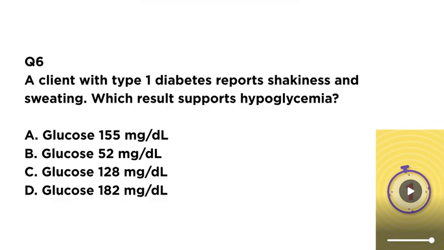Anything below 70 confirms hypoglycemia. A is incorrect. 155 is really elevated. C is incorrect because 128 is normal. And D is also incorrect because it's a sign of hyperglycemia.